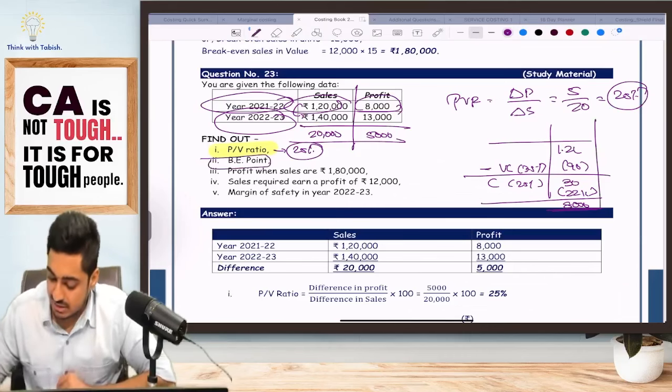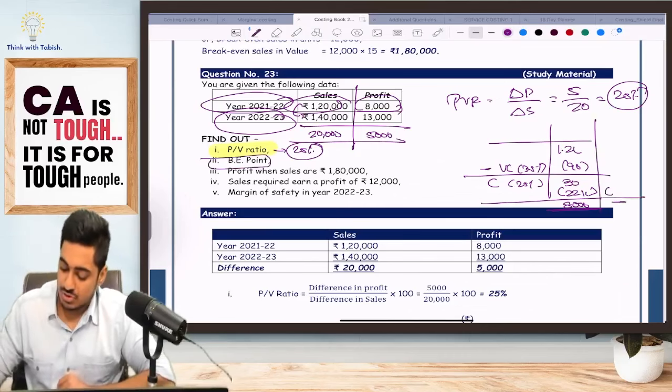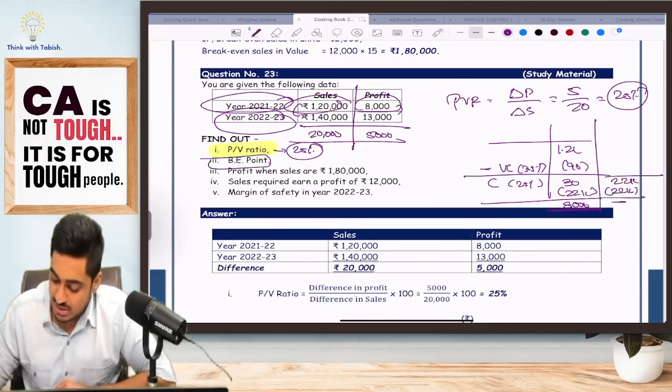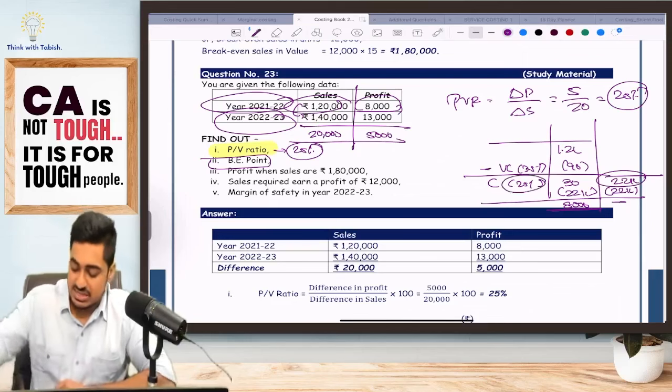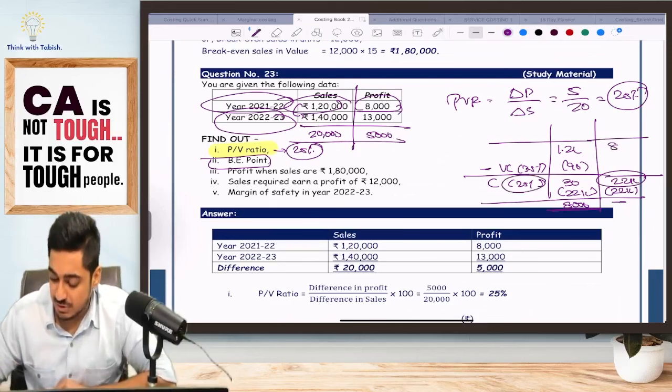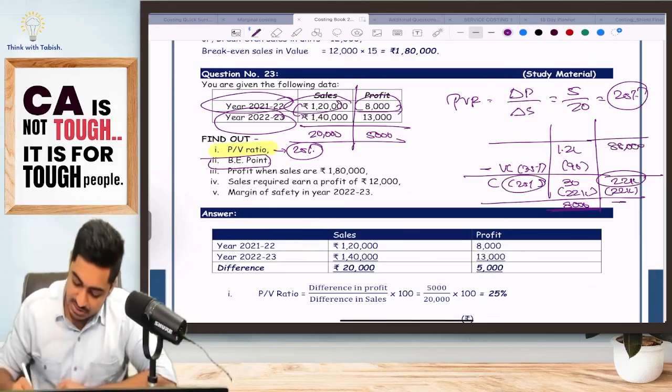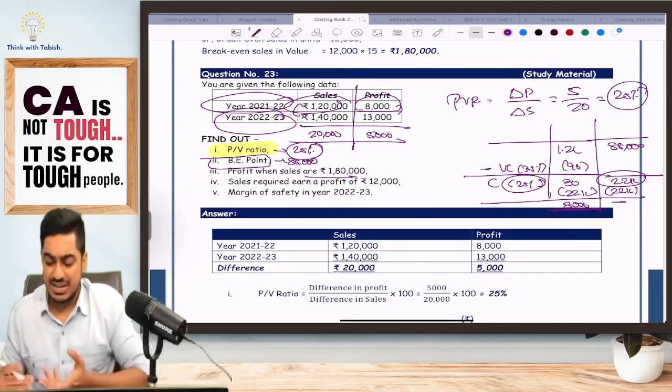Okay, boss, let me calculate. Break even means no profit, no loss. 22,000 I have to pay. That means 22,000 contribution should be there, which is 25%. Yes, divided by 25%. BEP should be 88,000. Yes or no, everyone? 88,000. Next, profit required when sale is 1,80,000.